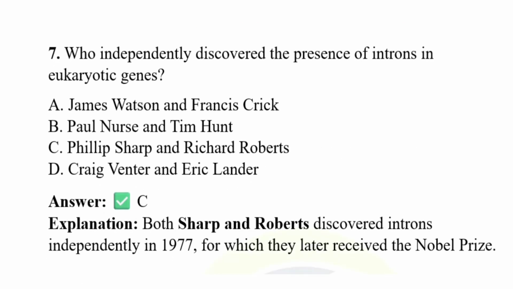Now next question. Who independently discovered the presence of introns in eukaryotic genes? You have to tell the names of the researchers who contributed to the discovery of introns, the non-coding sequences in the eukaryotic gene. It is Philip Sharp and Richard Roberts, so write it down in your notebook. They introduced the concept that eukaryotic genes also have non-coding sequences, like introns in their pre-mRNA. And for this they received the Nobel Prize.